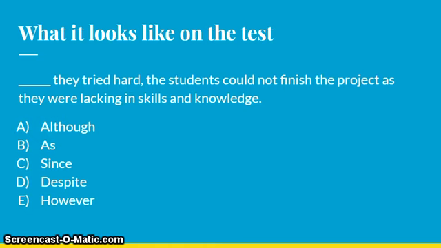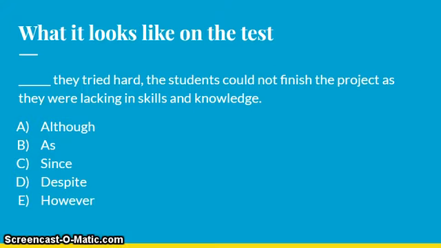So, blank, they tried hard, the students could not finish the project as they were lacking in skills and knowledge. So we're going to go through these. Although they tried hard, the students could not finish the project as they were lacking in skills and knowledge. Although makes complete sense, but we still have to go through the others just in case. As they tried hard, the students could not finish the project as they were lacking in skills and knowledge. Well, as doesn't make sense, because it just doesn't.